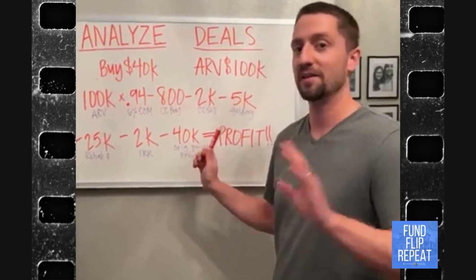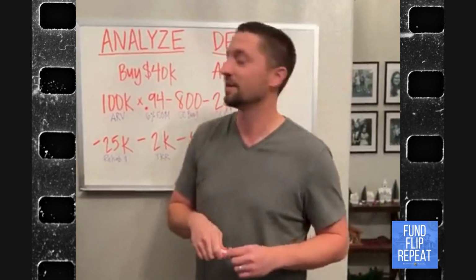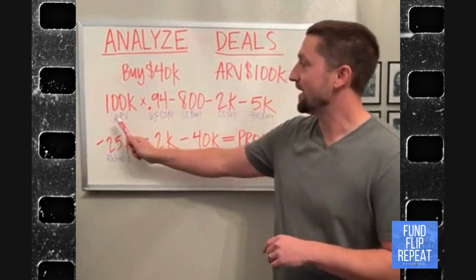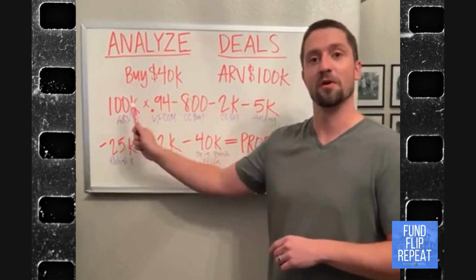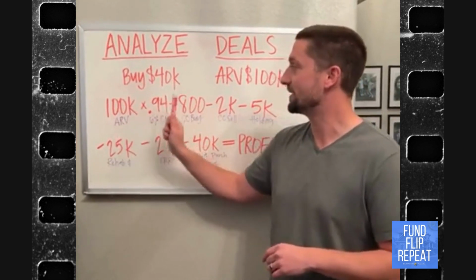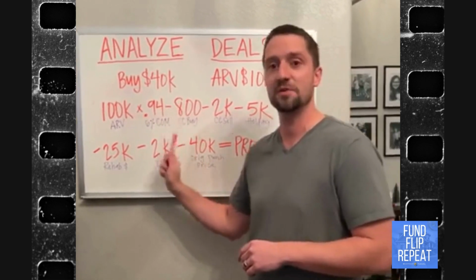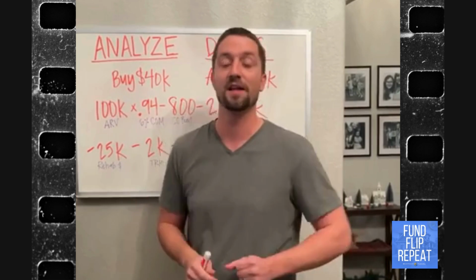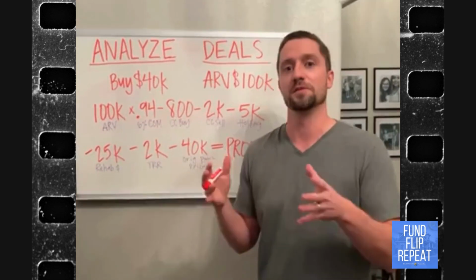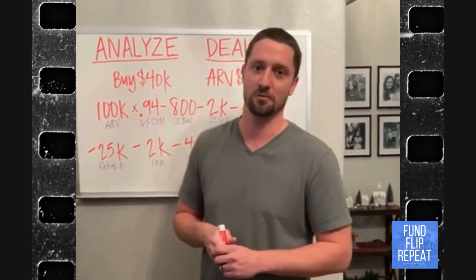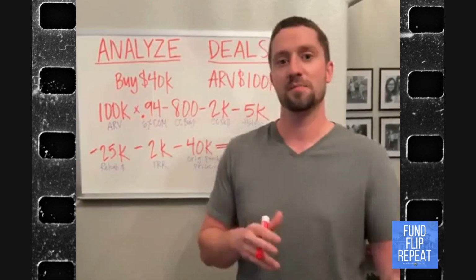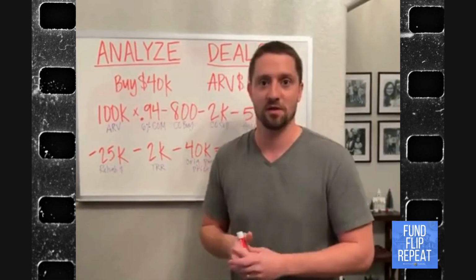Well, let's work the math. It's very easy and very simple, right, guys? So we're going to start with the ARV. We'll do $100,000. We're going to times that by 0.94. What is that? That's 6% commissions that we're backing out of it. So basically, if you're going to sell the house, you're most likely going to use a realtor, and you're going to be paying 3% buy, 3% sale commissions.